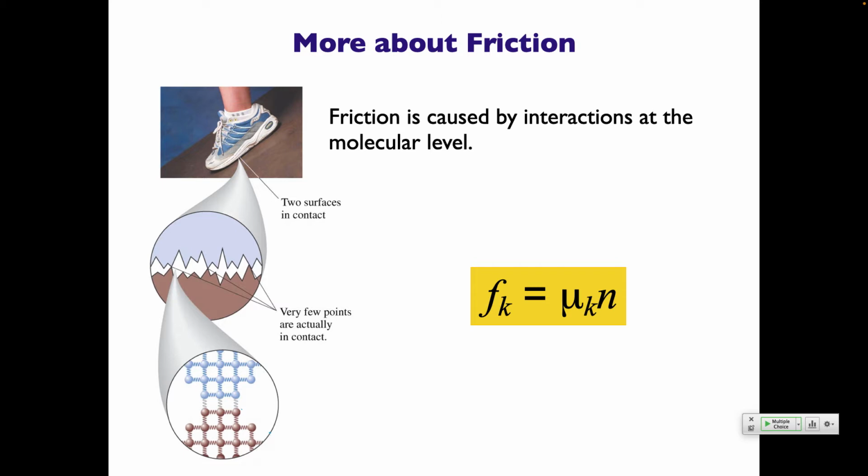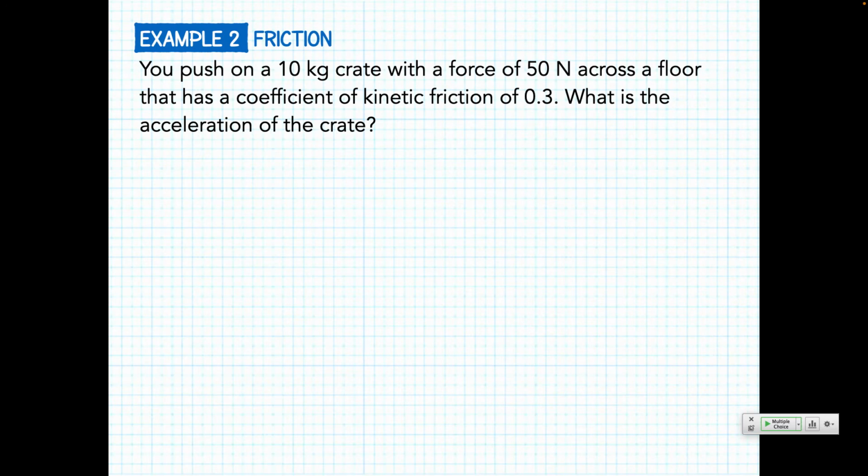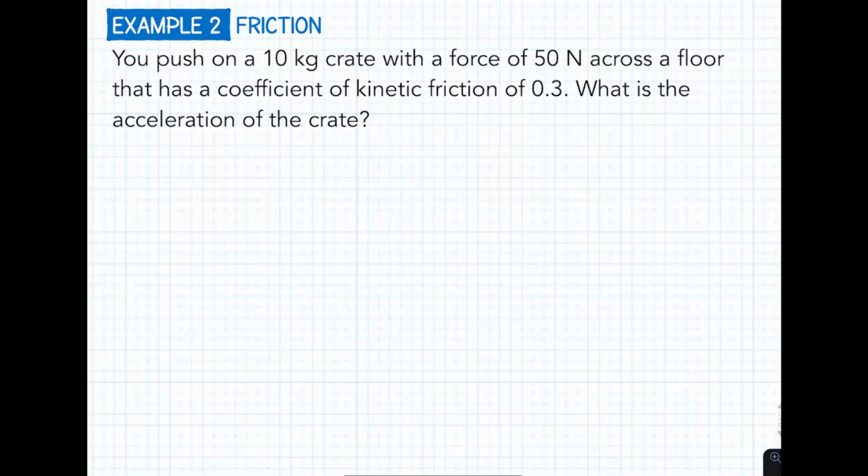So we're going to do a quick example problem. We have a crate that we're pushing on with a force of 50 newtons. So we push on a 10 kilogram crate with a force of 50 newtons across the floor that has a coefficient of friction of 0.3, and we want to know the acceleration of the crate. So we're going to start.